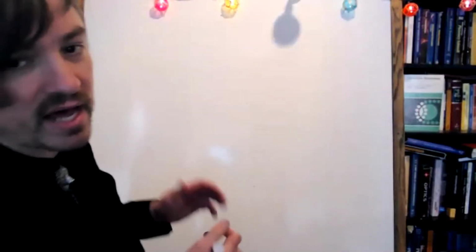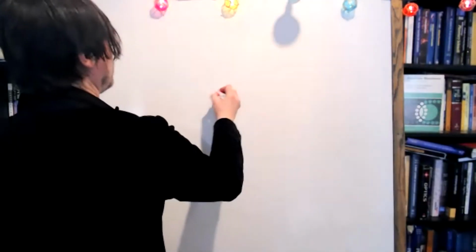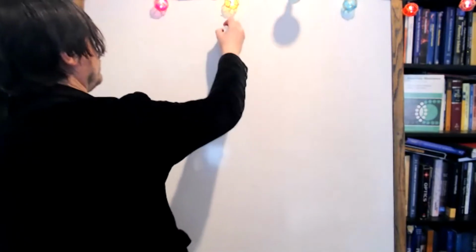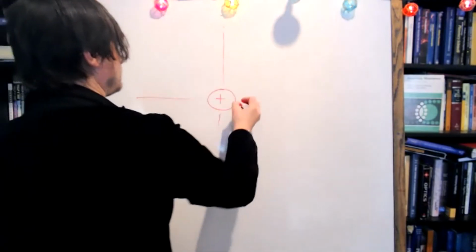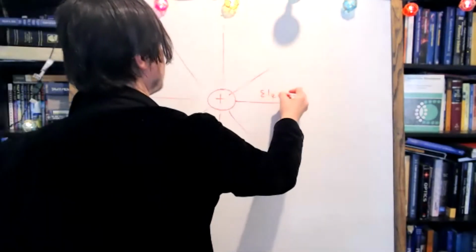Sometimes when people make models of a proton or an electron, they'll represent the essence of charge coming off of them as something called an electric field. You might have seen this before.